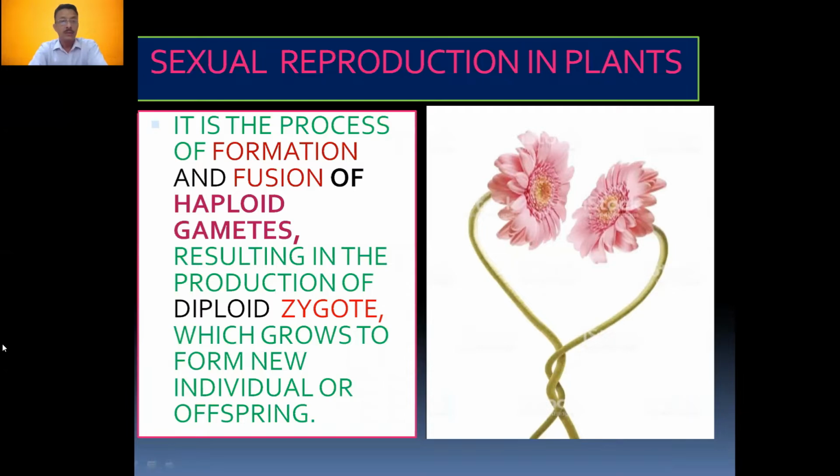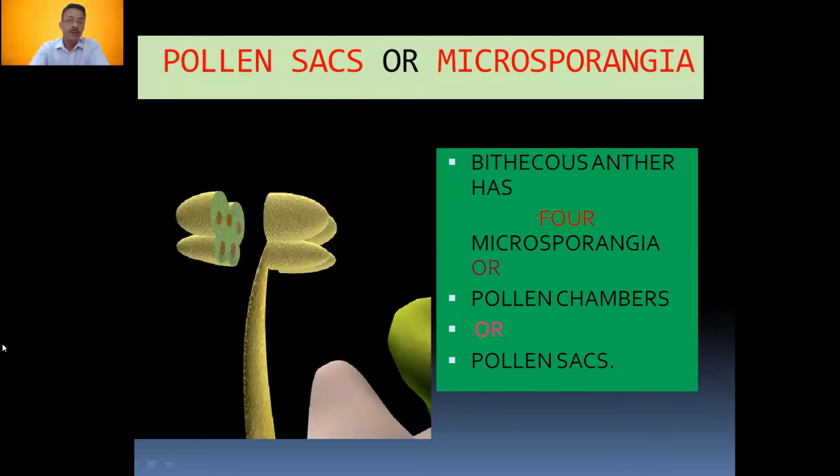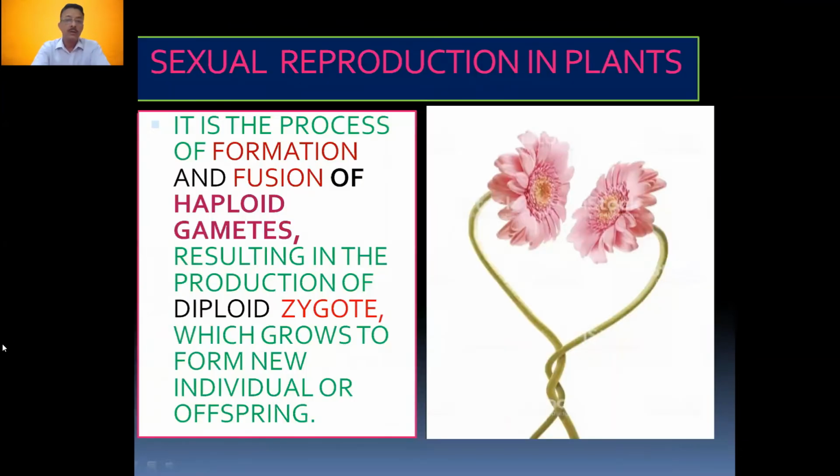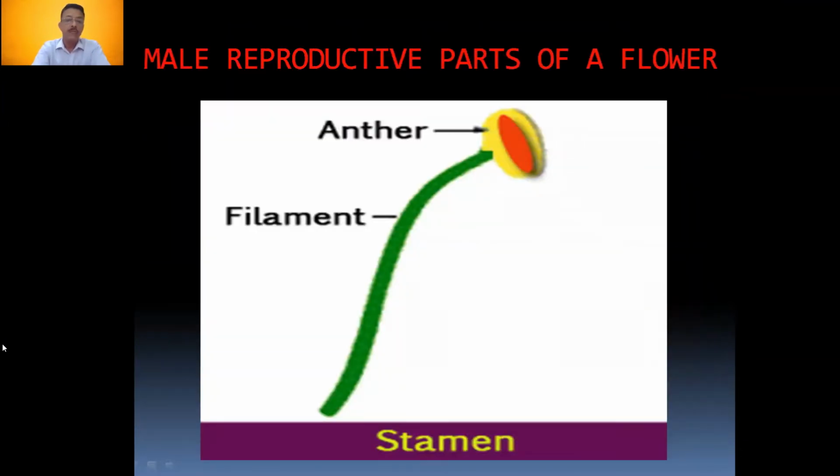Sexual reproduction in plants. We have already discussed the definition of reproduction. But what is sexual reproduction in plants? It is the process of formation and fusion of haploid gametes, resulting in the production of a diploid zygote, which grows to form a new individual, a new young one or new offspring. Now coming back to the male reproductive part of the flower, that is the stamen. The two parts we have discussed earlier are the anther and the filament.